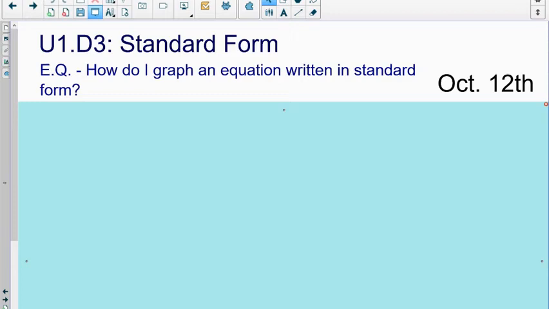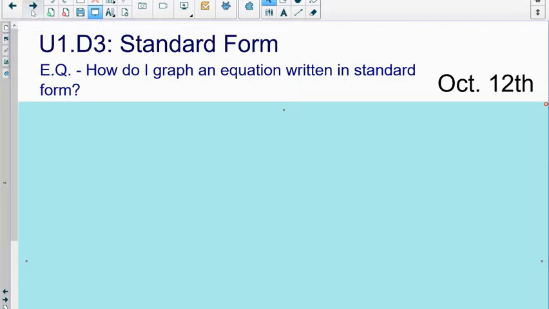Hey everybody, today we're going to talk about standard form as a way of writing linear equations, and our focus today is actually on the graphing. So how do I graph an equation written in standard form? Please take a few minutes to set up your notes. You can pause and resume when you're ready.